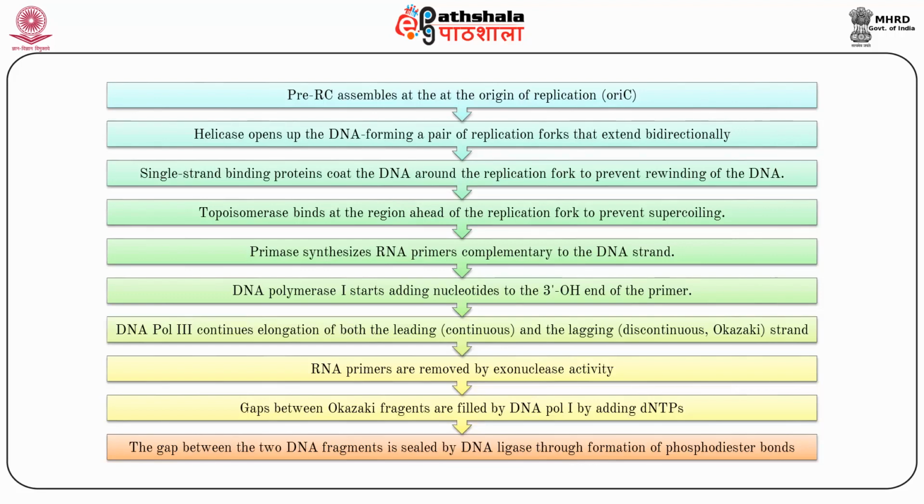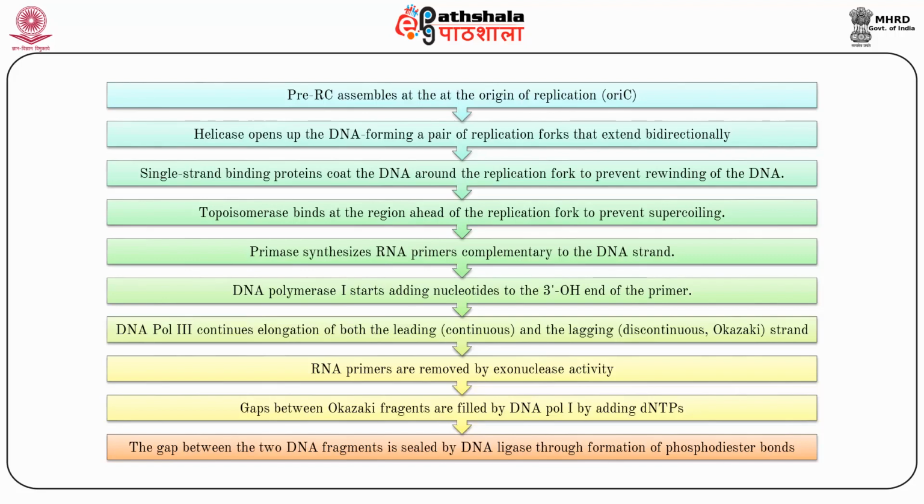One large replication bubble is formed that progresses in both directions and is flanked by one replication fork at each end. Topoisomerase is the enzyme that binds to the DNA duplex ahead of the replication fork. The main function of topoisomerase is to prevent DNA strand breakage by supercoiling, which it achieves by releasing the tension in the DNA duplex. Primase is the DNA-dependent RNA polymerase that synthesizes a short stretch of RNA polymer required for synthesis of the DNA strand by DNA pol 3.